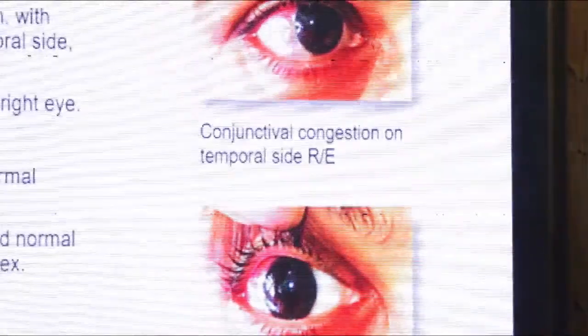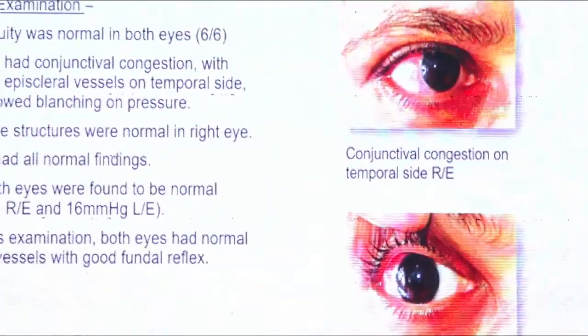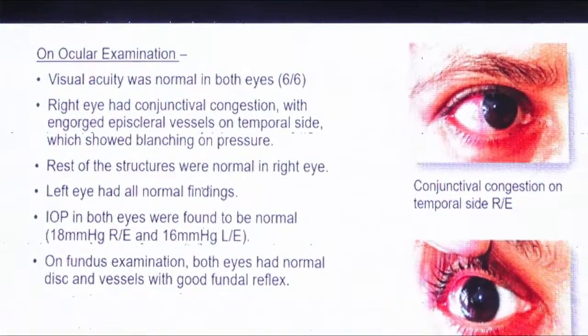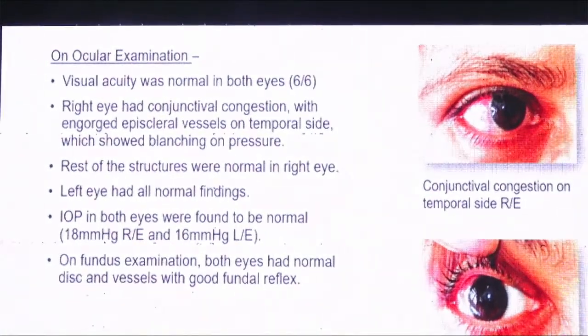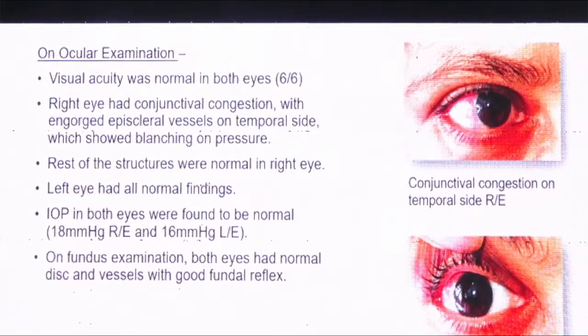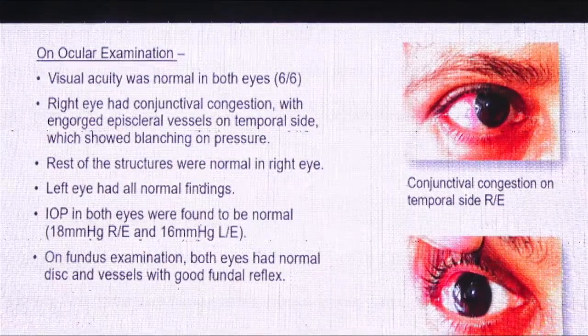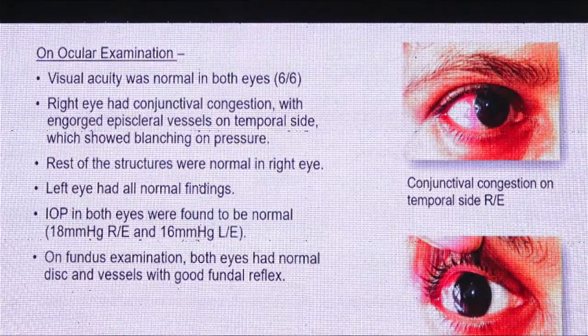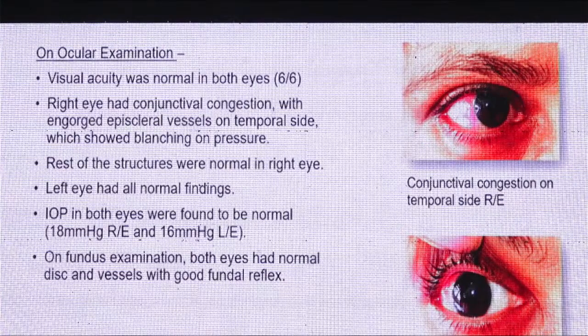On ocular examination, visual acuity was normal in both eyes. The right eye had conjunctival congestion with engorged episcleral vessels on the temporal side, which showed blanching on pressure. The rest of the structures were normal in the right eye. The left eye had all normal findings. IOP was normal in both eyes. On fundus examination, both eyes had normal disc and vessels with good fundal reflex. On general examination, systemic findings were normal.